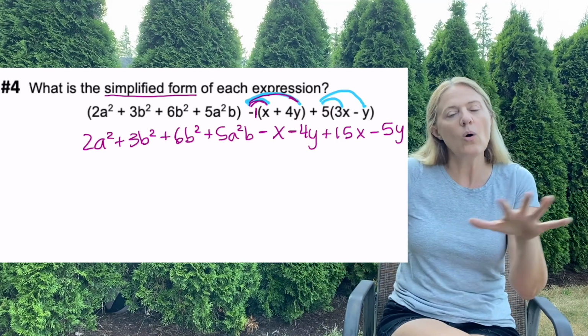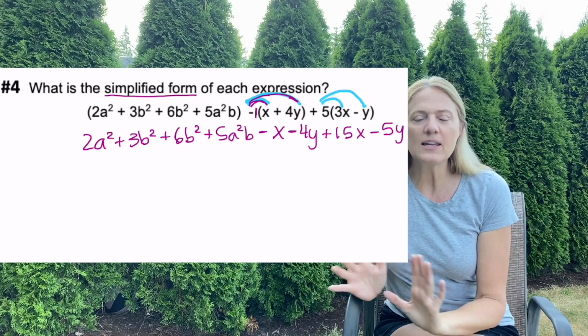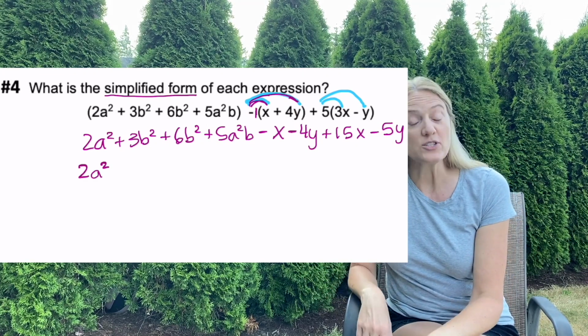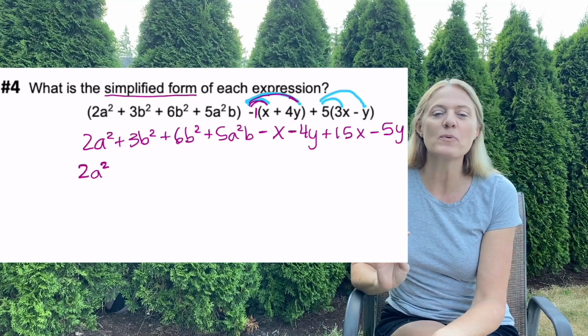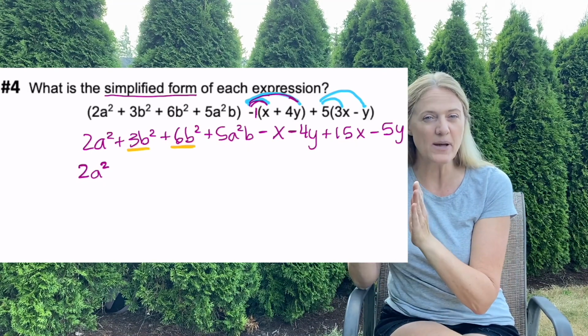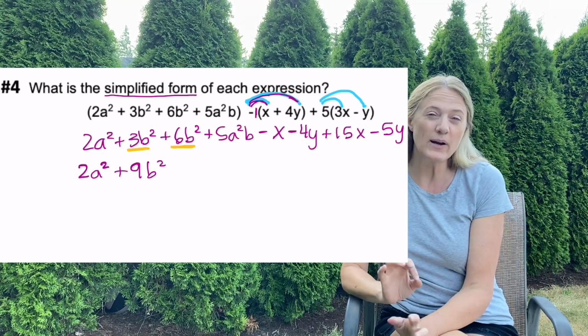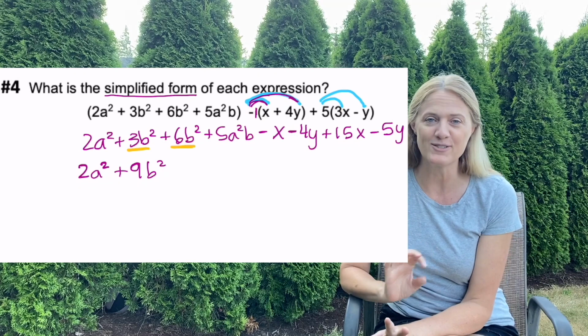Now let's look at the whole thing and find like terms. So I look at this and I have 2a squareds. I don't see any more a squareds terms, so I'll just write 2a squared. But the next part, we have 3b squared plus 6b squared, like terms, same variable, same exponent, so that's plus 9b squared. Then I get to 5a squared b. There are no other like terms, so I'll just copy that one down.